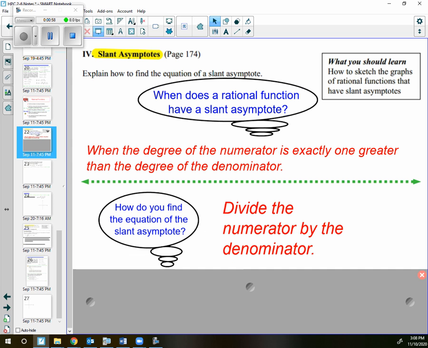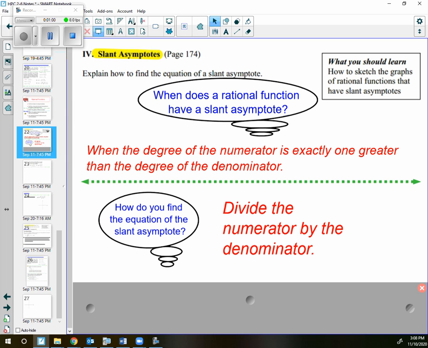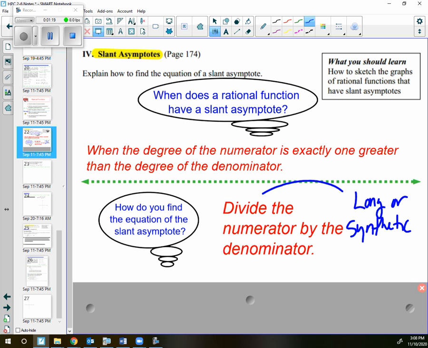All right, well, how do you find them? How do you find those equations of the slant asymptote? You divide the numerator by the denominator. You actually just do the ratio. So it's a rational function. It's a ratio. So we're just going to divide the top by the bottom. And remember, to divide, we can either use long division or we can use synthetic. So we're going to have to decide what makes the most sense for us to do.